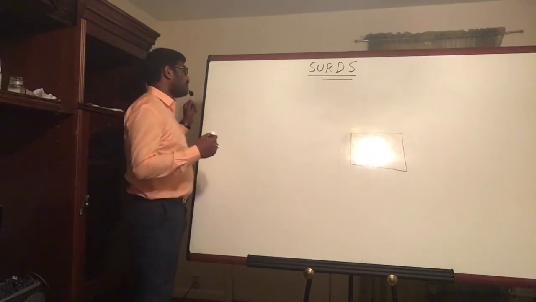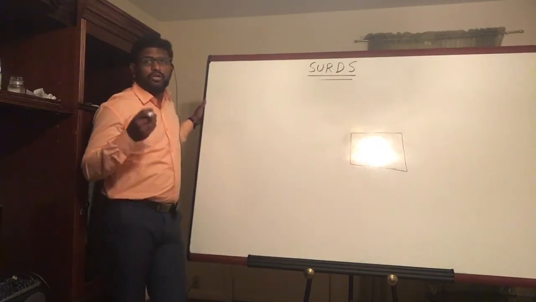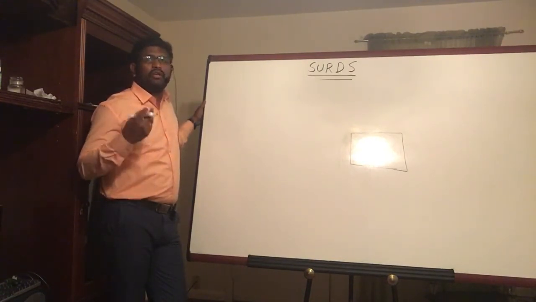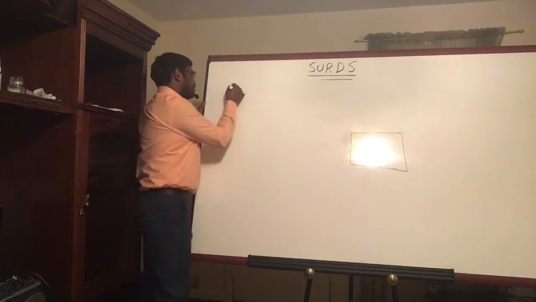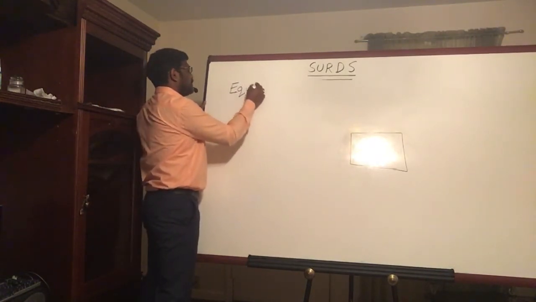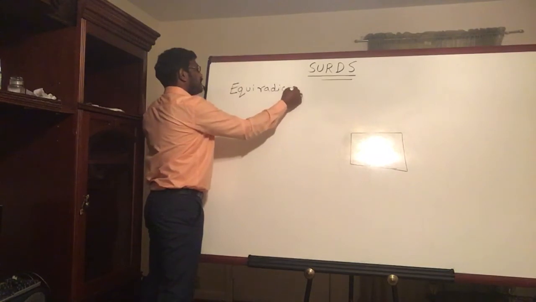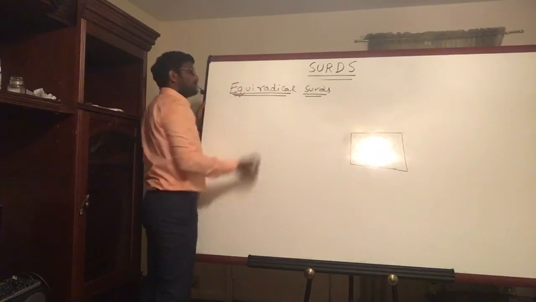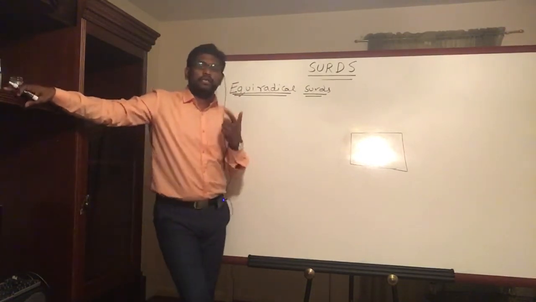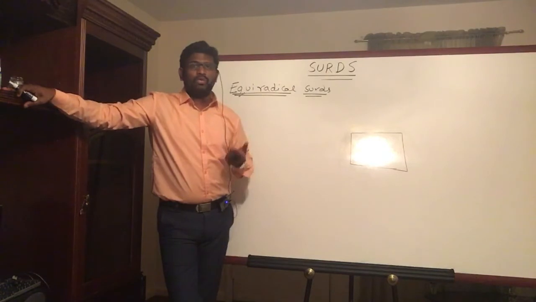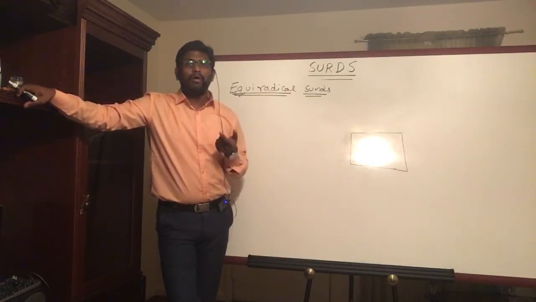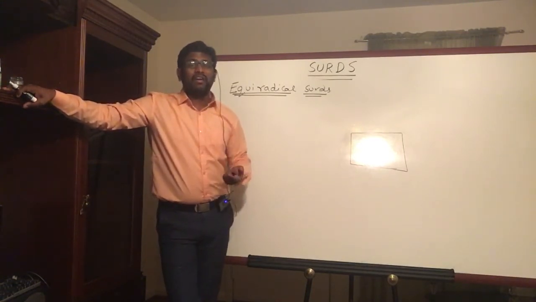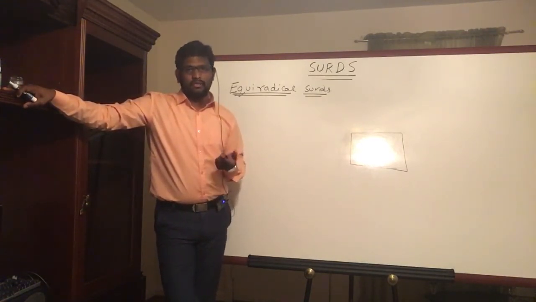In order to compare two surds, we need to first learn equiradical surds. What are these equiradical surds? Equiradical surds are surds which have the same order. If the order is the same, then we say that they are equiradical surds.